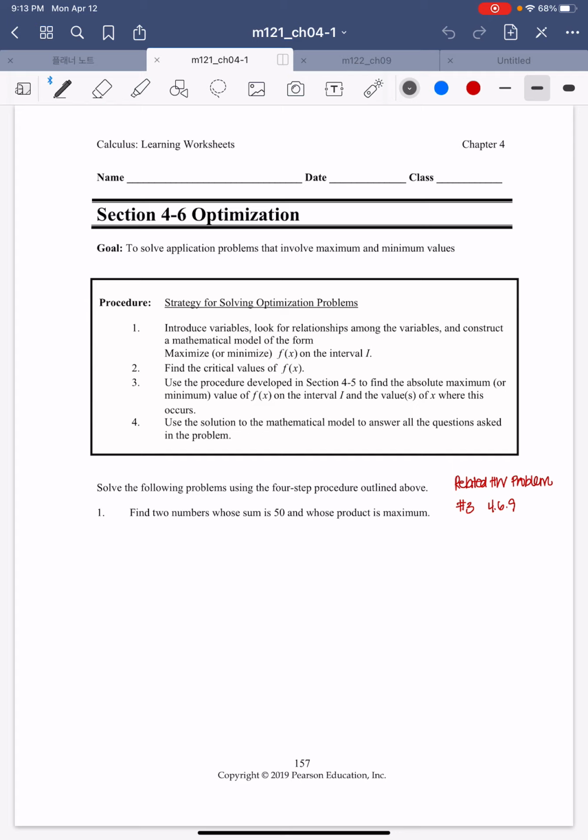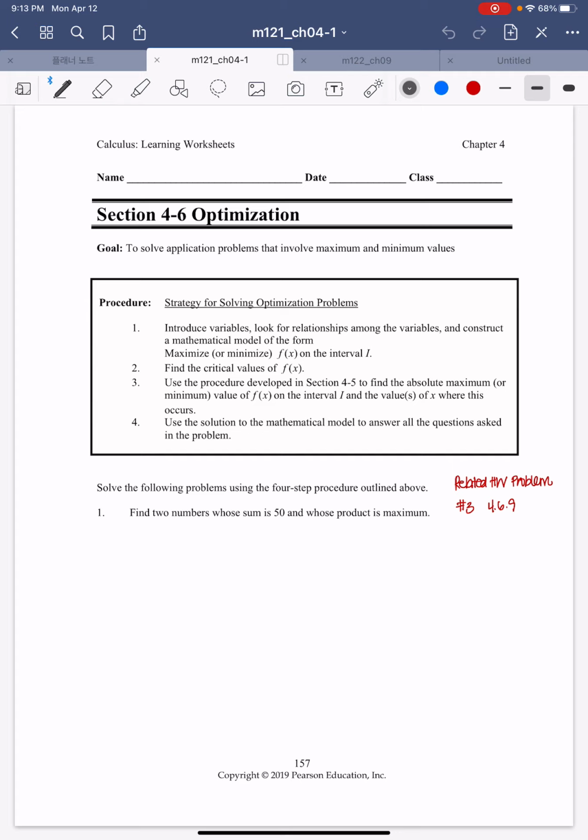Number one, introduce the variable. Look for relationships among the variables and construct a mathematical model to maximize or minimize on the interval I. So we are looking for some function to max or min. Number two, find the critical values, that's taking the first derivative and setting it equal to 0.